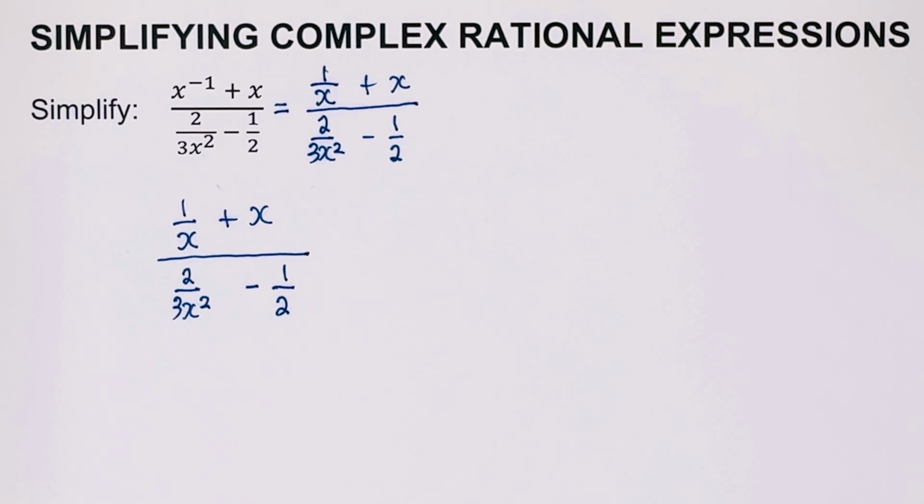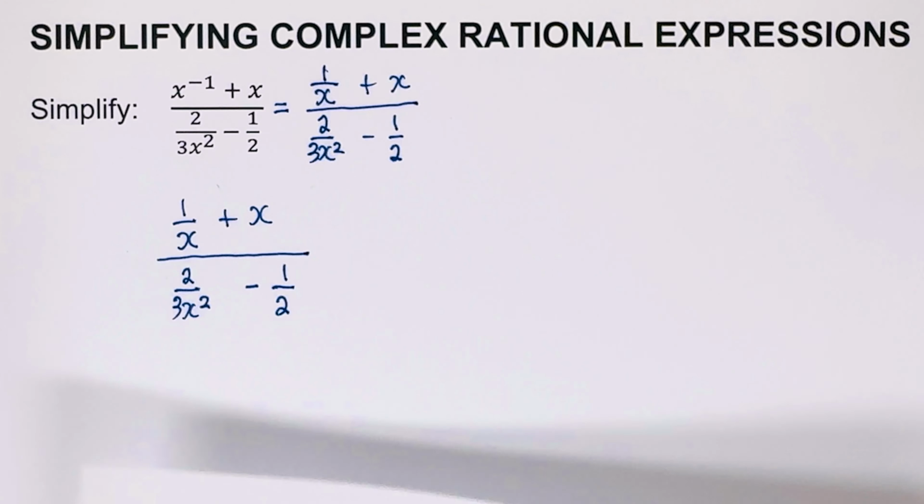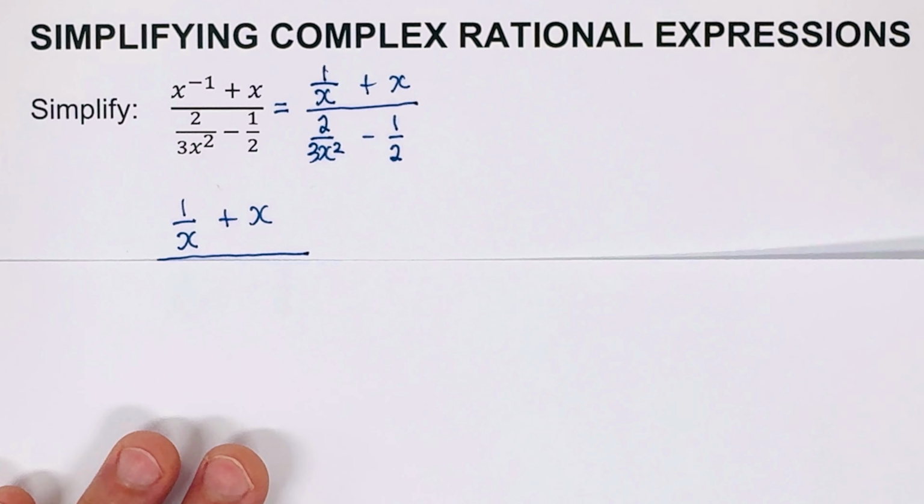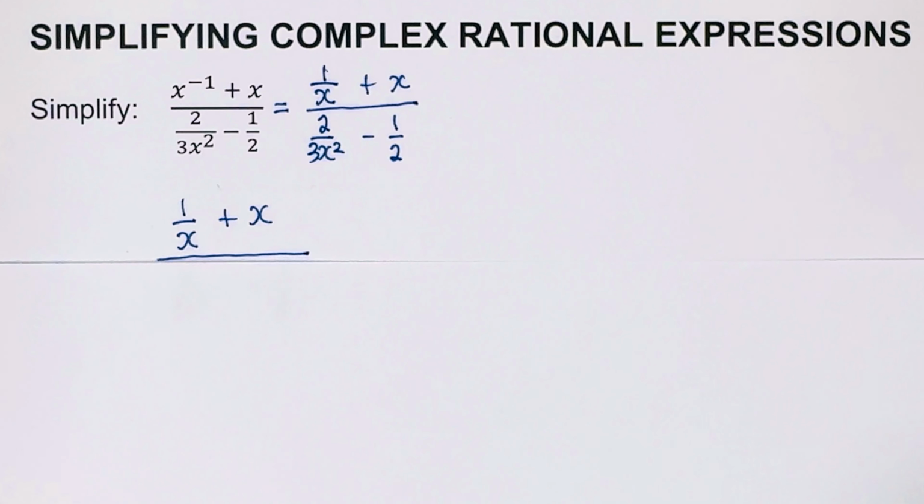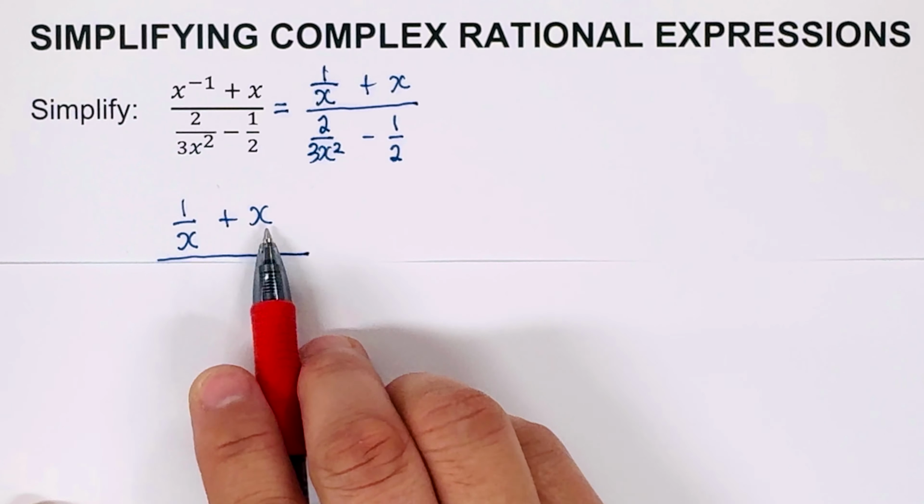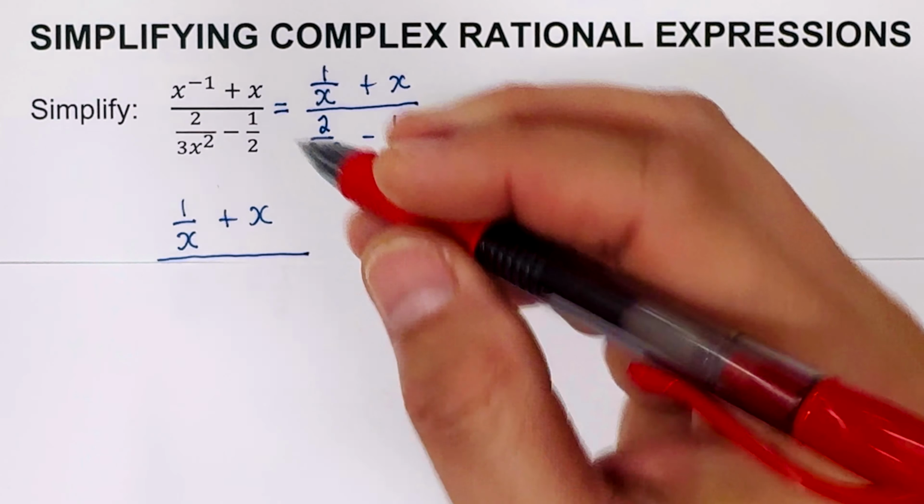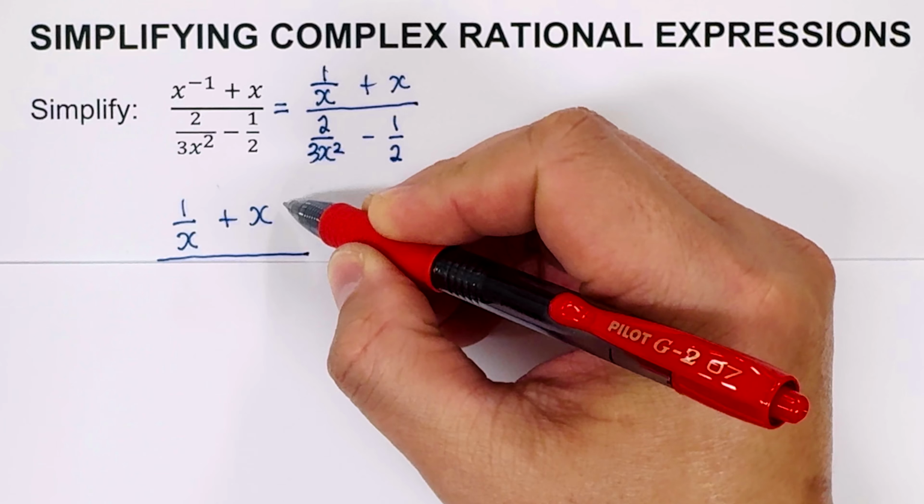The trick in simplifying a complex rational expression is that we're supposed to simplify one part after the other. In this case, we're going to simplify the numerator first and then do the denominator later so we don't get them all mixed up. So I will cover the denominator first and then work on the numerator. Please notice that the denominators of these two terms here are not the same. So I have to make them the same, and I can do that.